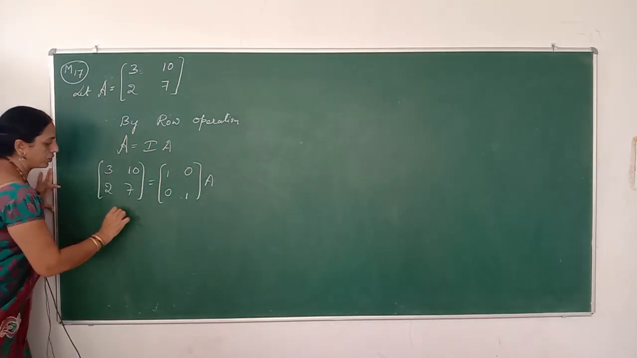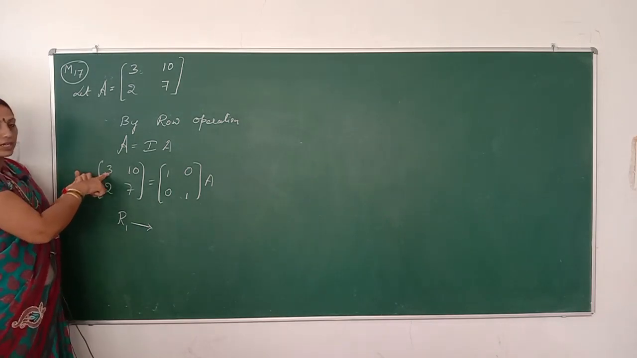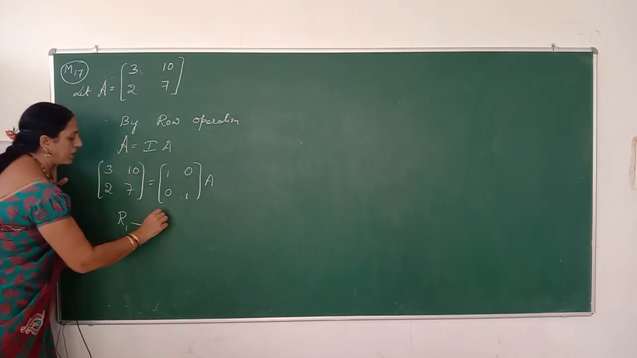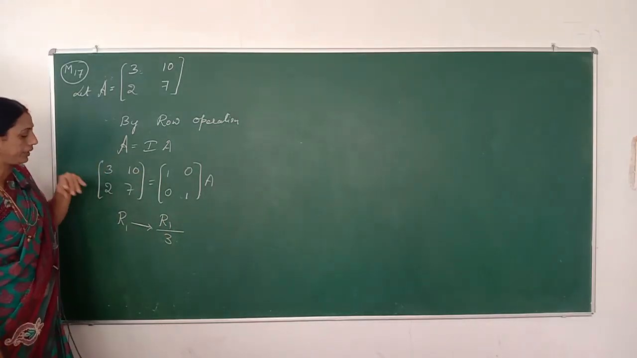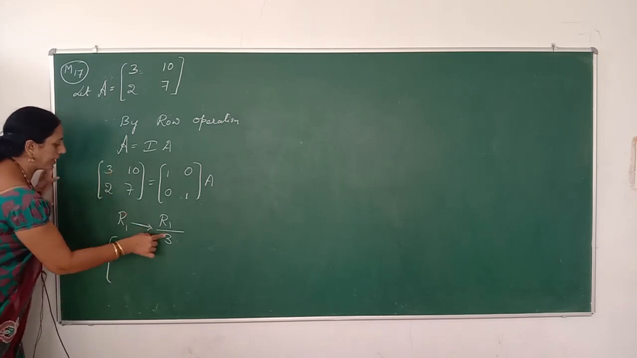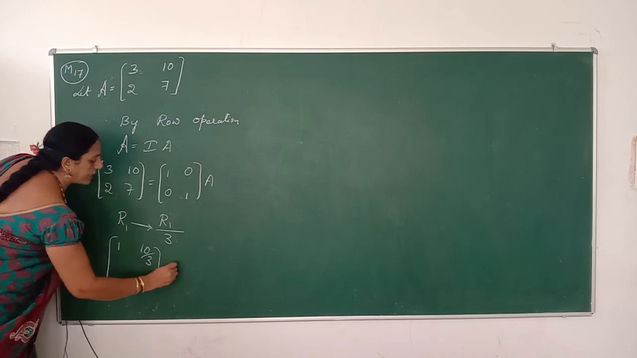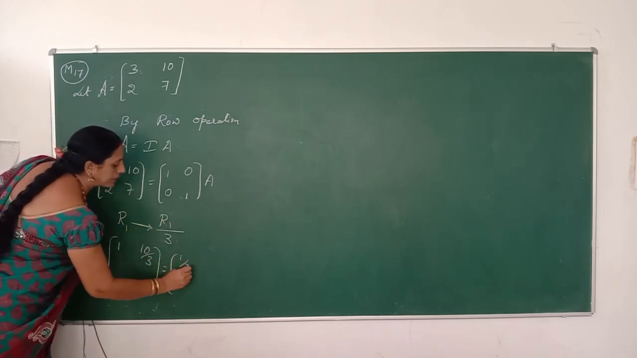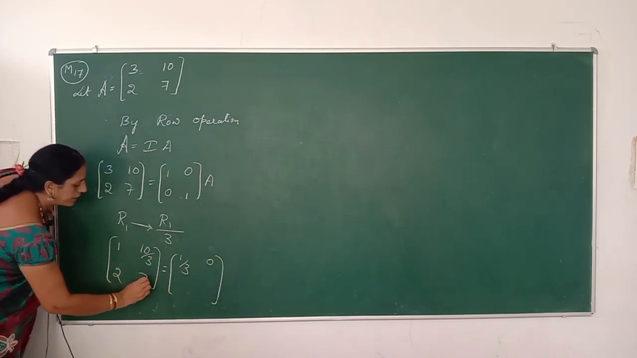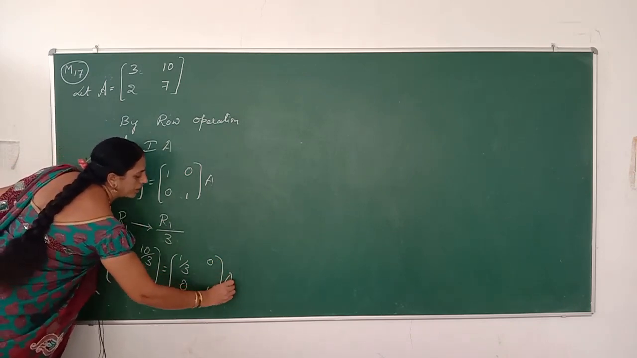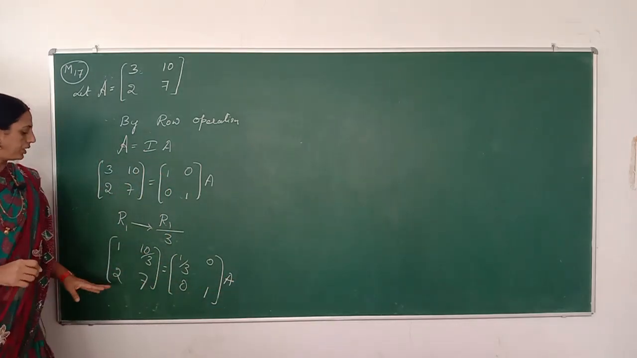Now the first row has to be changed so that the element can be reduced into the form of 1. To make it 1, all the elements of the row are divided by the same number. Since it is 3, divide by 3. Therefore 3 by 3 is 1, 10 divided by 3, and on the RHS 1 divided by 3, 0 divided by 3. The second row does not alter: 2, 7, 0, 1 continue in the same form.